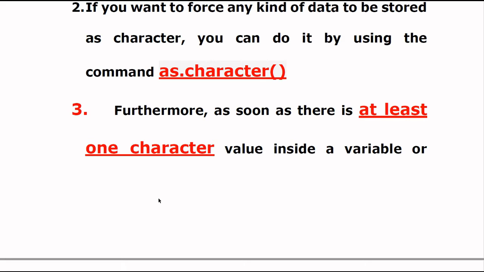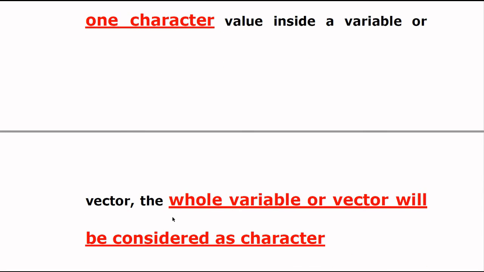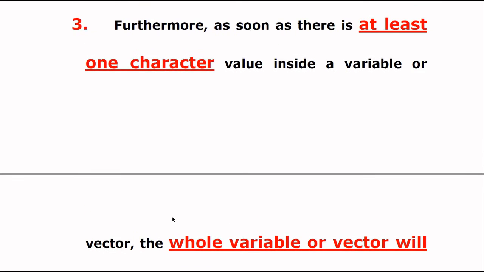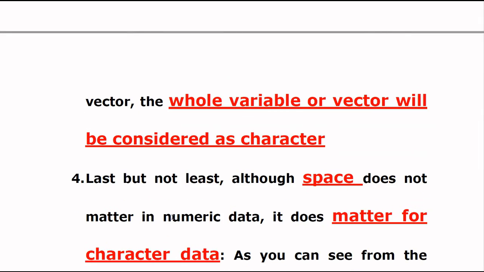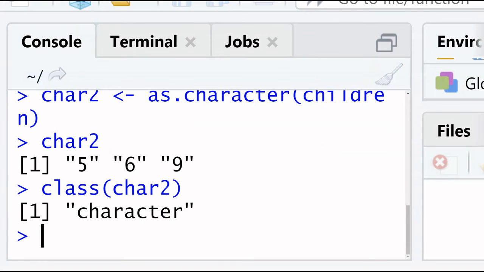Point number 3. If there is at least one character value inside a variable or a vector, the whole variable or vector will be considered as character. If we have a single character inside a variable or a vector, the whole vector or variable is considered as character. Now we check it in RStudio.